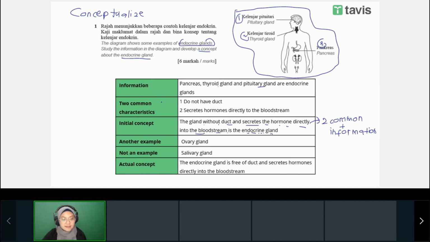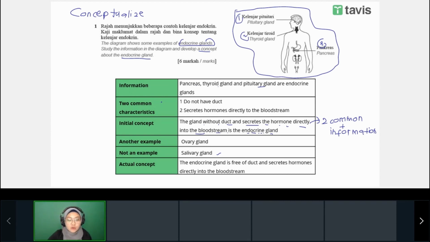So another example, give another example. We have a lot of endocrine glands, ovary gland, testis gland. Just give another example, at least one example, and a not an example. The one that is not an example is the salivary gland. We have a salivary gland, but it does not work as an endocrine gland.